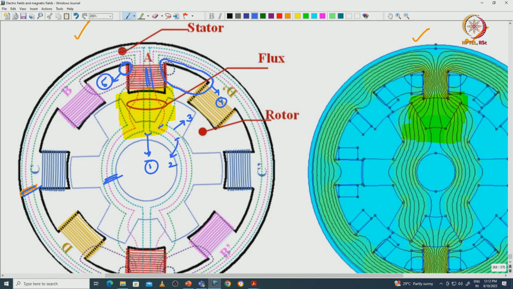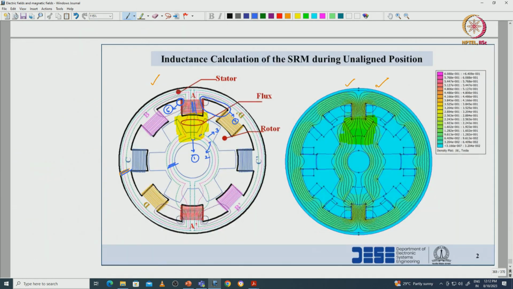So, in order to calculate the inductance for the unaligned condition, we have divided the flux plot into 5 regions. Based on these 5 regions we will calculate the inductance, that is, the unaligned inductance equals sigma j equals 1 to x of LUj. Here x equals 5, as we have divided the flux plot into 5 regions. So we calculate the unaligned inductance for region 1, region 2, region 4, and the same way up to region 5.